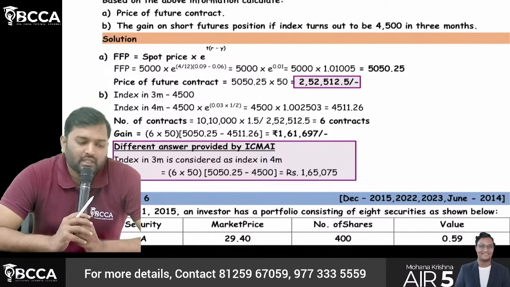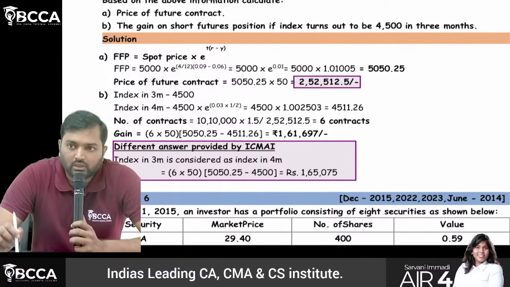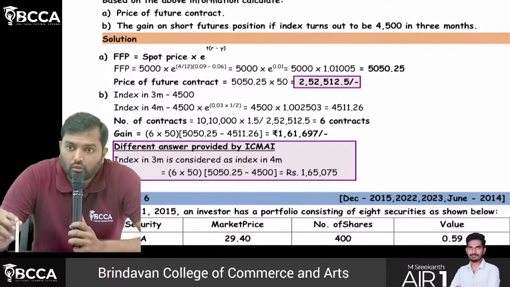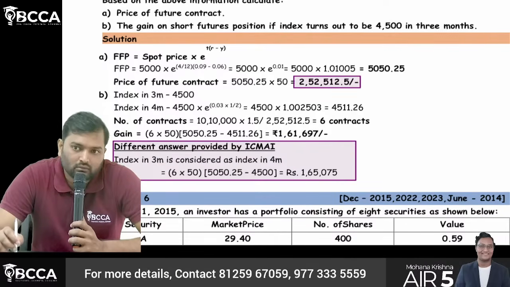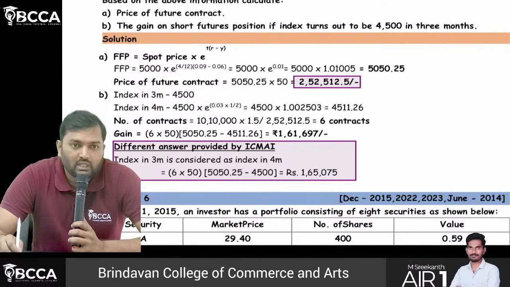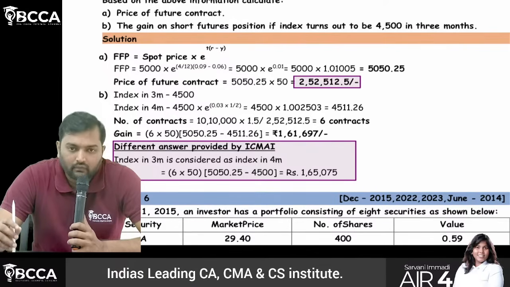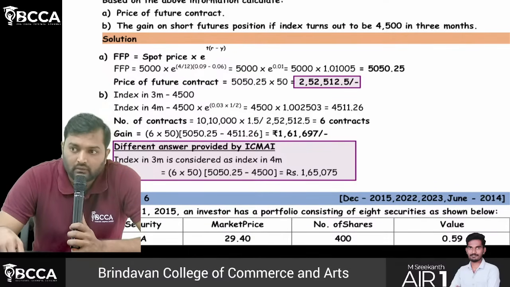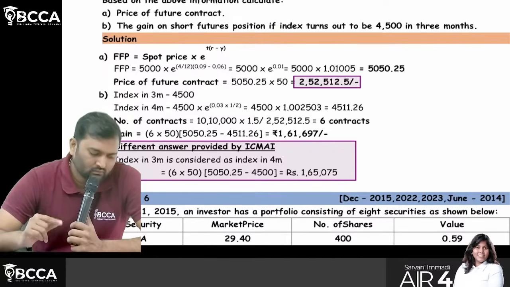Right now we are taking a short position at the rate of, what is the 4 months future price? 5050.25. On maturity, to close the contract, we should take a long position. What is the price on maturity? 4,500. The gain is selling at 5050.25, buying at 4,500. So 6 into 50 into 5050.25 minus 4,500. So the answer is 165,075. Clear?